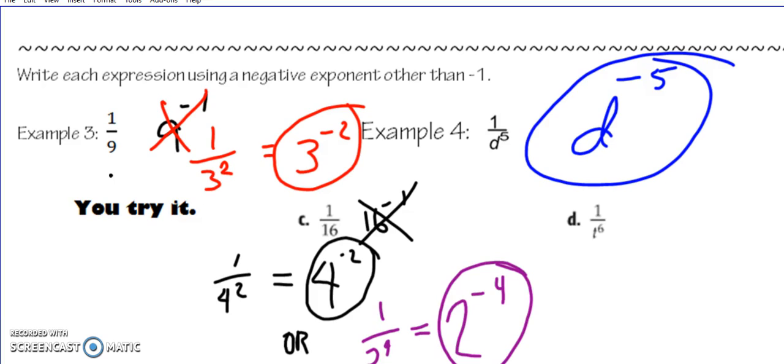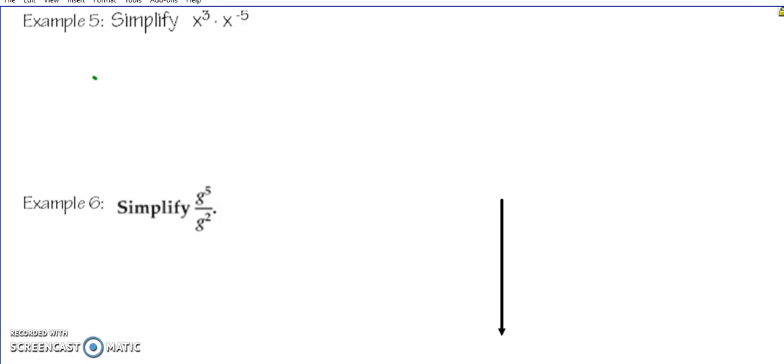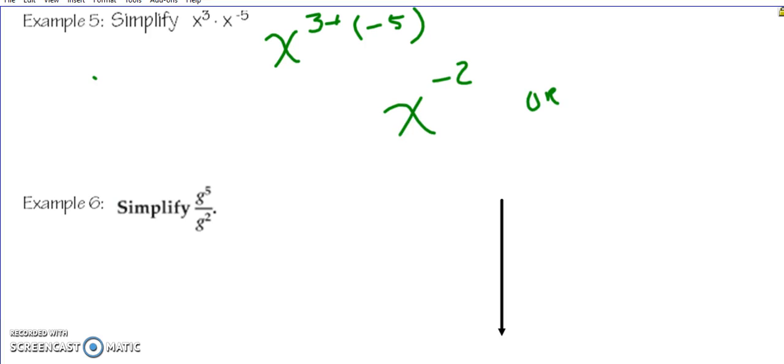Okay, moving on to the next problem. It would be t to the what? It'd be t to the negative 6 power. Now we're going to have to start using some of those negative exponents. Like in example number 5, we have to add exponents whenever they are multiplied. So when we add exponents, we now need to consider when it's a negative integer. So we've got x to the 3 plus a negative 5, and that's going to be x to the negative 2 power. Or we could put it in the denominator as 1 over x squared.